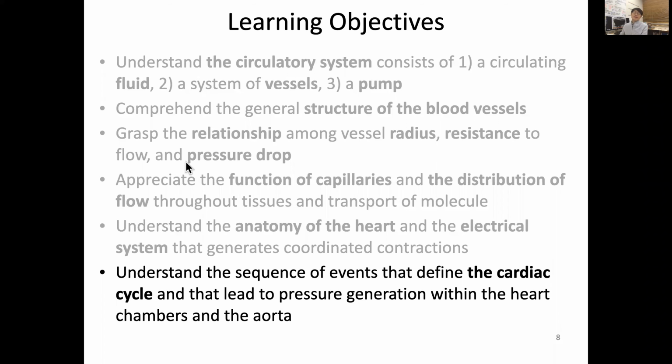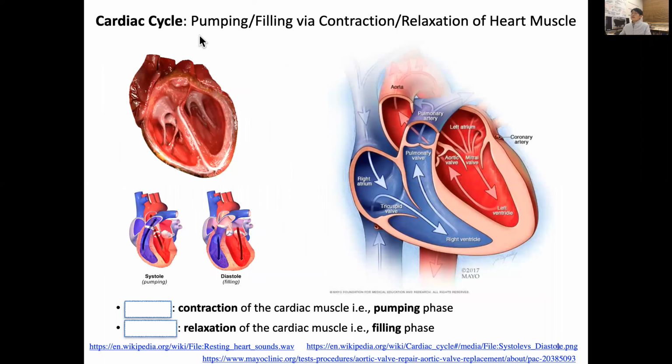Hi, now let's continue about cardiovascular physiology and especially the cardiac cycle. The sequence of events that define this cardiac cycle has the role of generating pressure onto the aorta, which is enough to produce a driving force for blood flow throughout our body. So let's consider the cardiac cycle first.